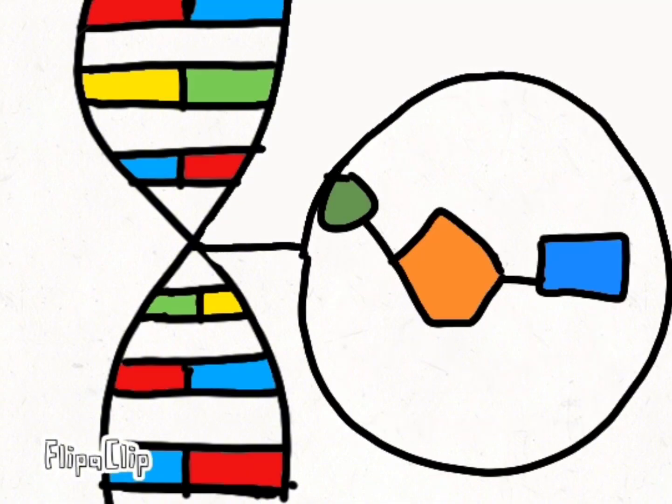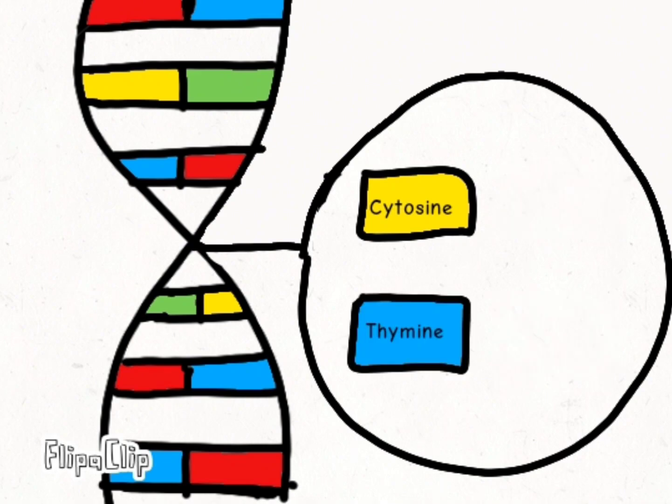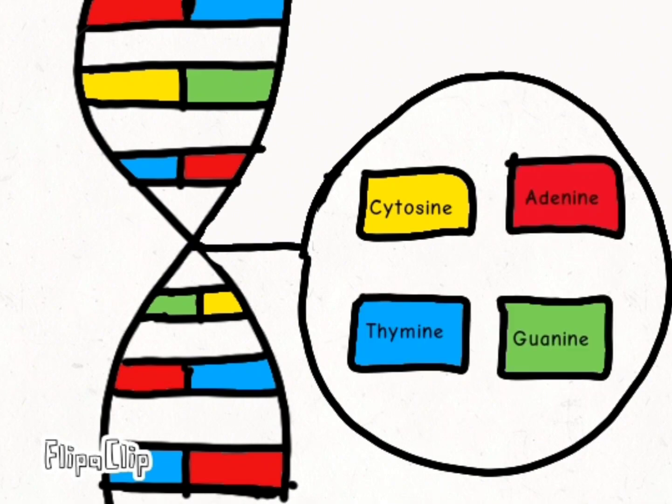The building blocks of DNA are nucleotides. Each nucleotide consists of a phosphate, a sugar, and a nitrogenous base. There are 4 types of nitrogenous bases in DNA: cytosine, thymine, adenine, and guanine. These bases are complementary with each other. Adenine pairs with thymine and cytosine pairs with guanine.